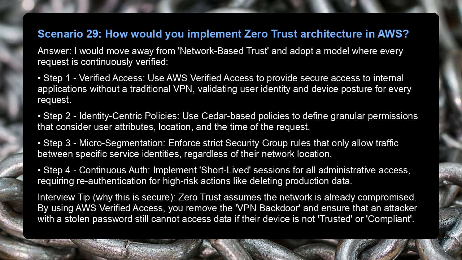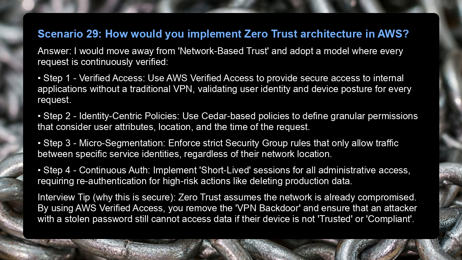Step 2. Identity-centric policies. Use Cedar-based policies to define granular permissions that consider user attributes, location, and the time of the request. Step 3. Micro-segmentation. Enforce strict security group rules that only allow traffic between specific service identities, regardless of their network location. Step 4. Continuous auth. Implement short-lived sessions for all administrative access, requiring re-authentication for high-risk actions like deleting production data.